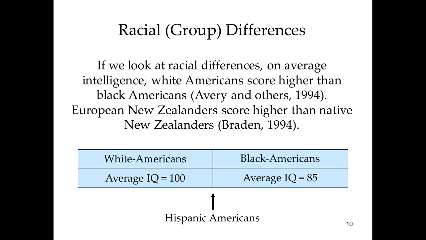So what does this mean? Well, there's one conclusion that you could draw, and actually, let me mention this as well. Hispanic Americans fall right smack in the middle, between 100 and 85. So what does this mean?